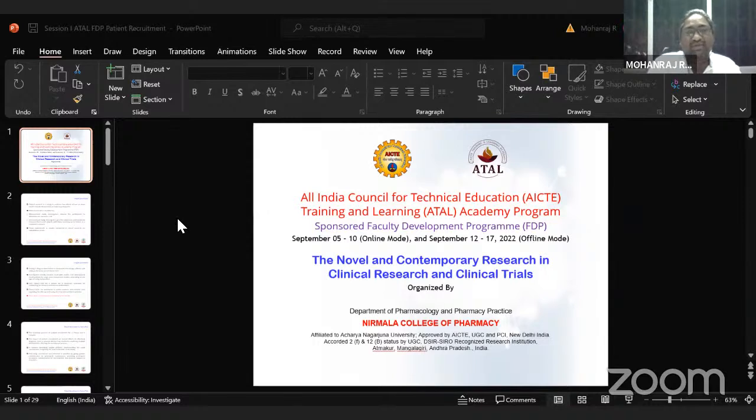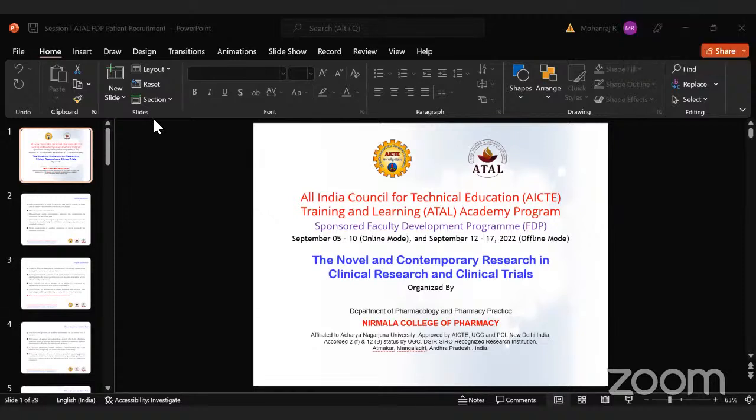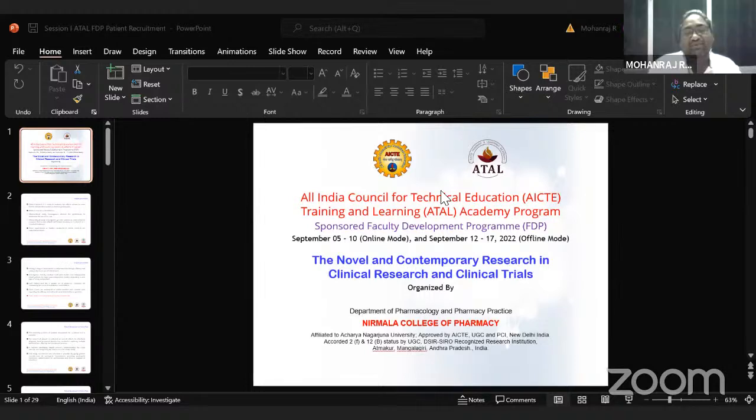The organizing committee has given me 3 sections to be covered. One is regarding patient recruitment in clinical research. The second is the informed consent process. And the third is regarding the regulatory agencies on new drug approval process in United States, Europe, and India.